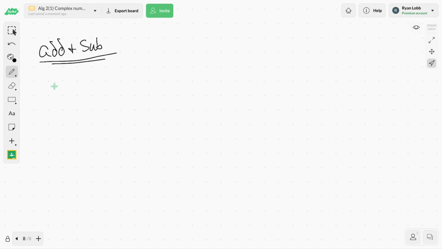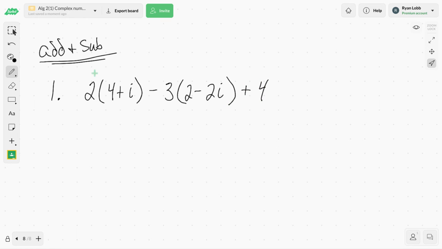So let's go with something like, one more example here I think would be sufficient. Let's go with something like 2 times 4 plus i minus 3 times 2 minus 2i plus 4. Okay, so add and subtract, and in the end, we want to write in standard form. So when we're adding, subtracting, and multiplying later on, we want to write in standard form. That, keep in mind, that's a plus b times i.